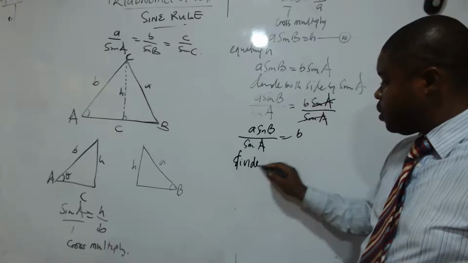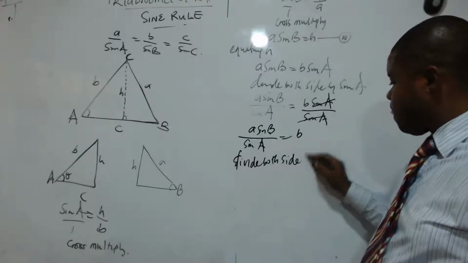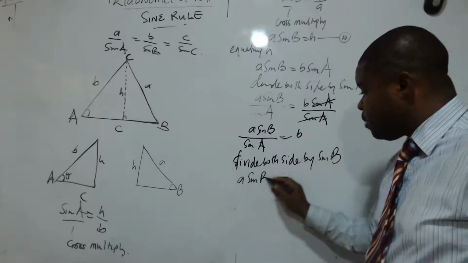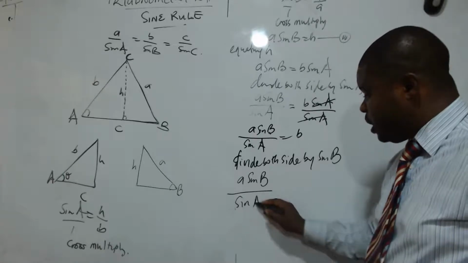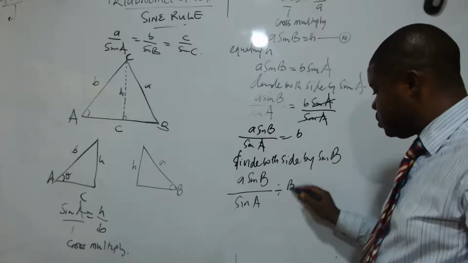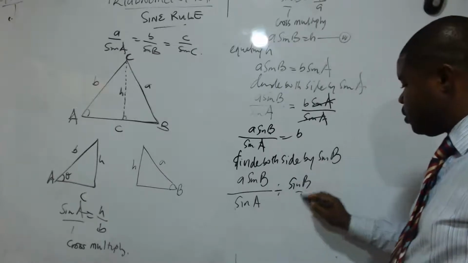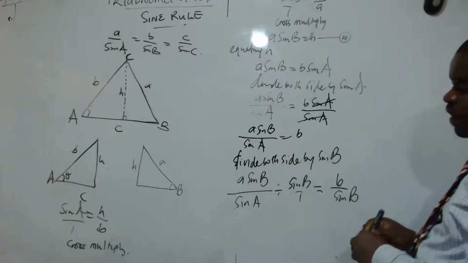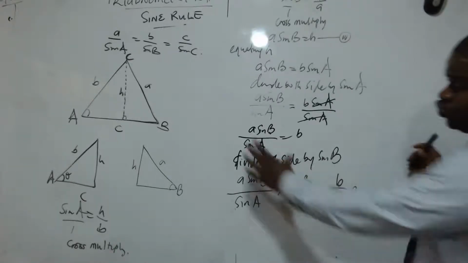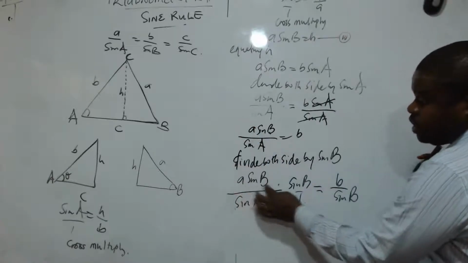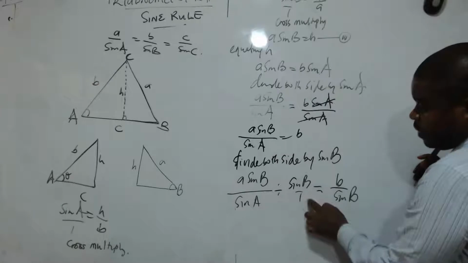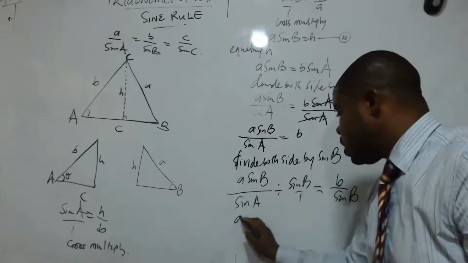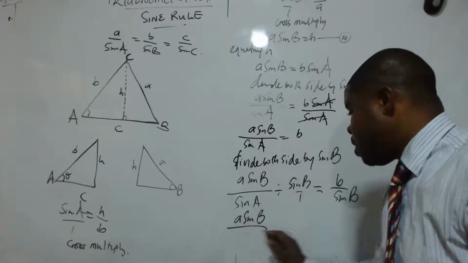Now divide both sides by sine B. So you have A sine B over sine A divided by sine B equals B over sine B. Dividing both sides by sine B, here we have A sine B over sine A divided by sine B. On this side we have B divided by sine B.